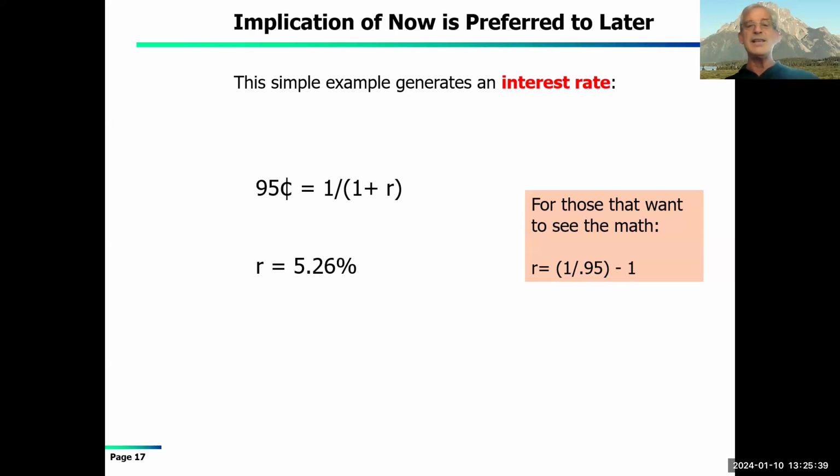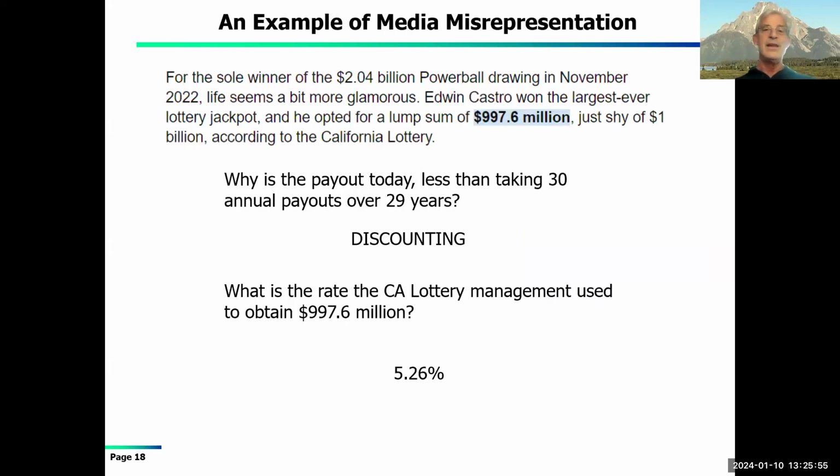You know, discounting at 5.26% will get you to 95 cents. If we use a higher interest rate, it would lead to a lower number. If we used a lower interest rate, it would lead to a higher number. And this is the example having to do with the lotto.